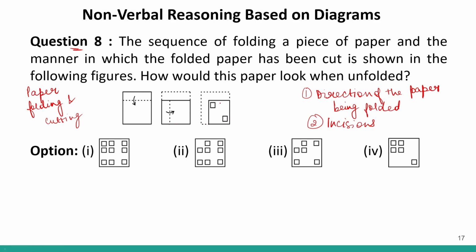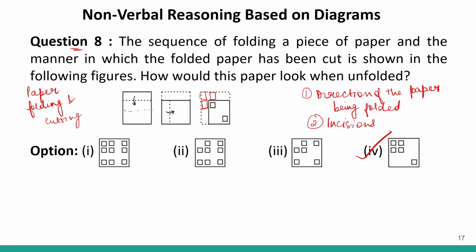Now, this much portion will not come anywhere because this much paper is not folded. So if I make an incision over here, it will come over here. Similarly, only this much paper is folded now. Over here, you can see. So when I open this paper, this incision will not come. Only these two incisions will come. So over here, we'll have something like this. So this will be the correct way the paper will look when it is unfolded. And this is given in option number 4. So option number 4 will be your correct answer.